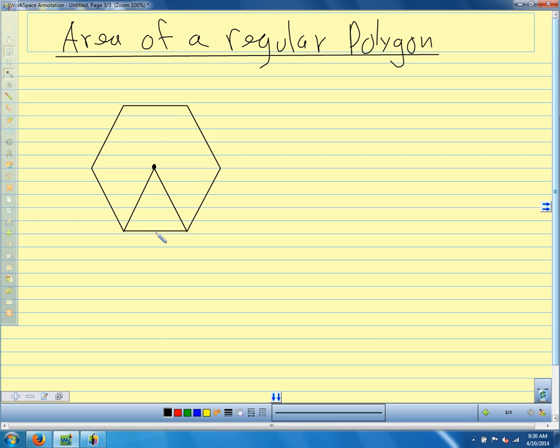Base times height divided by 2. Well, here is the base of the triangle. Let me draw in the height. There's the height. What part of the polygon is the height of this triangle? From the center, perpendicular to one side. What do we call that piece? That's the apothem.